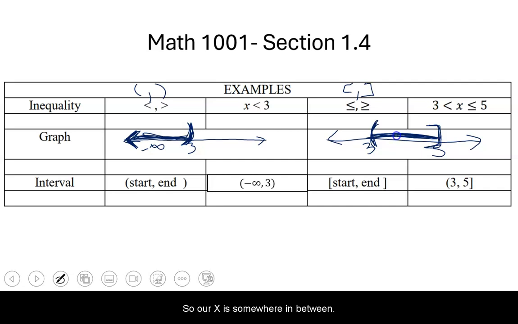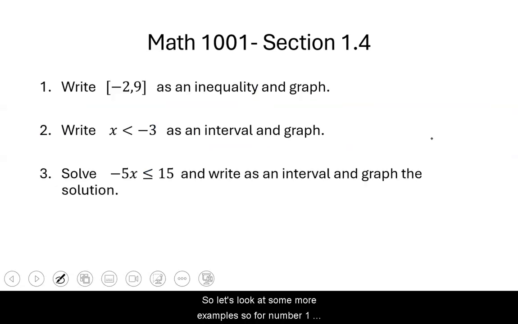So our x is somewhere in between 3 and 5. And then underneath, you can see the start and end point, or the smallest number, comma, the largest number. Always list the smallest first, so 3, comma, 5. 3 had that parenthesis, and 5 has a bracket. And they can be different, that's okay. So let's look at some more examples. For number 1, let's write -2, 9 as an inequality and graph it.